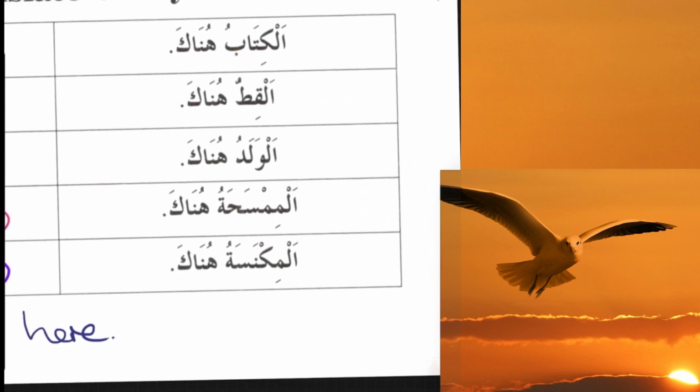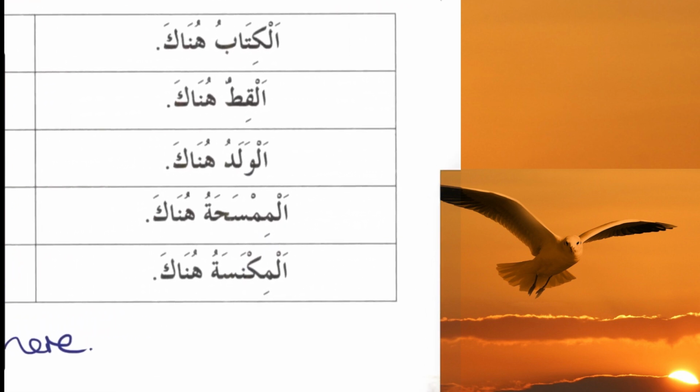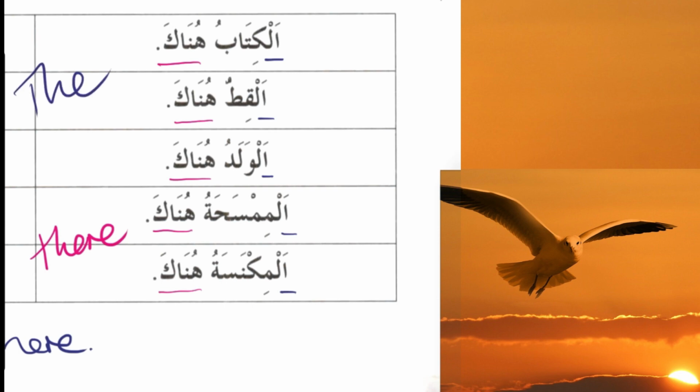طيب. Let's move on to the second column. And here we have sentences ending with هناك. And of course, هناك means there. And once again, all these sentences start with al: الكتاب, القط, الولد, الممسحة, المكنسة. And al is the. So then the next word changes, right? And of course, once again, we include the word is in English.